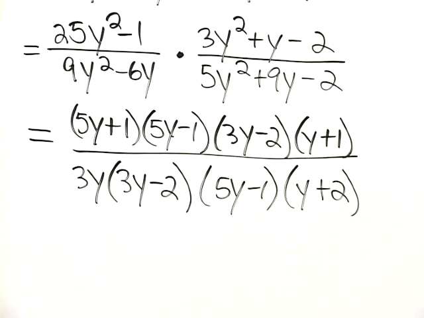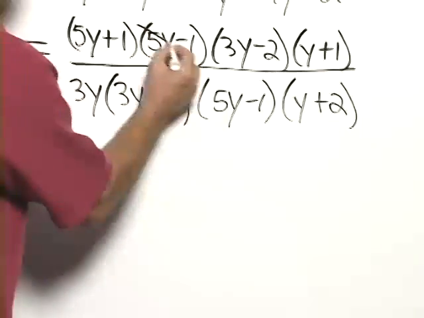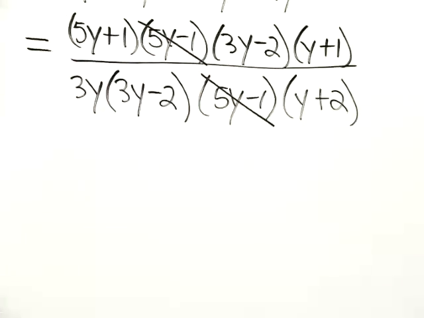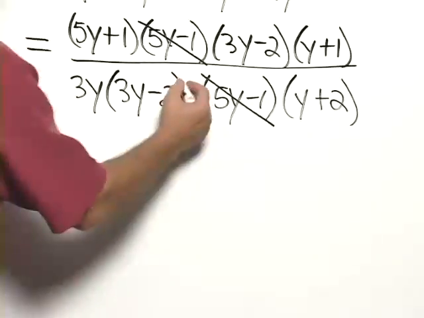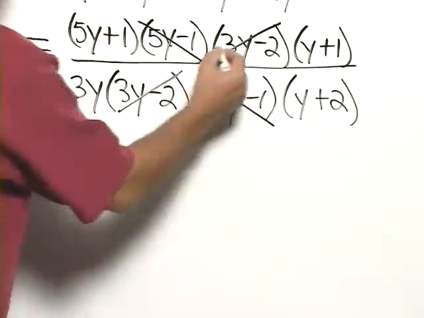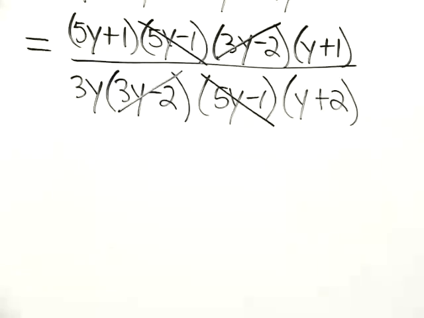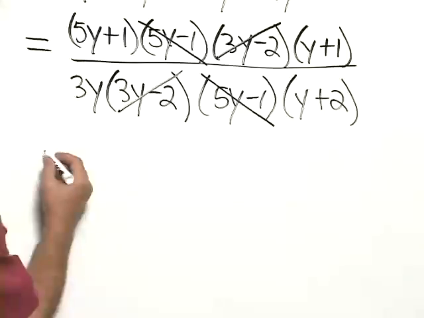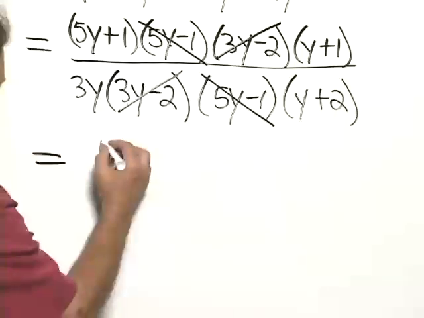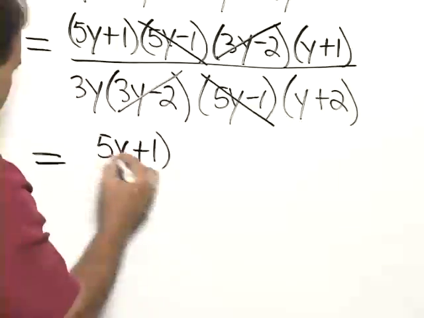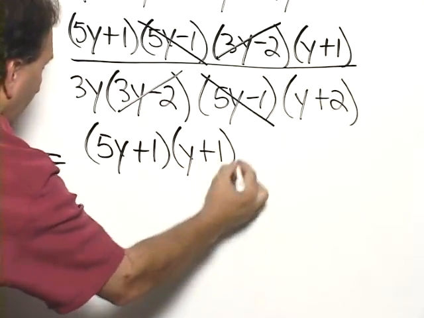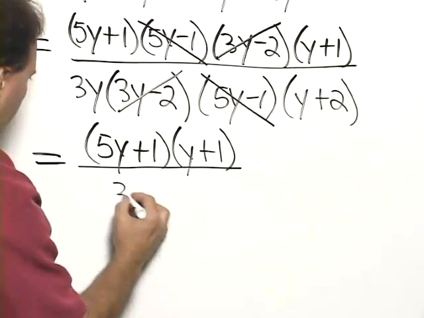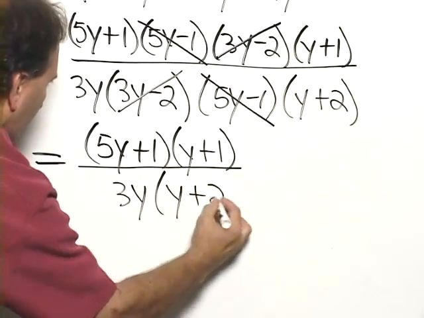And now we look for the removal of factors of 1. We can see that 5y minus 1 and 5y minus 1 can be removed, but we also have 3y minus 2 and 3y minus 2, another factor of 1 that can be removed. Those are the only factors of 1 that can be removed, and so we write our final answer, (5y plus 1) times (y plus 1) over 3y times (y plus 2).